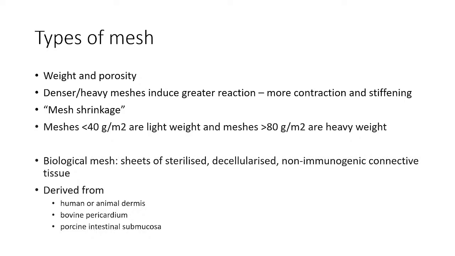The other type of mesh is biological mesh. Biological mesh is made from the dermis, human or animal, bovine pericardium and intestinal submucosa. So, these are biological meshes, but they are very costly and they can be used when these synthetic meshes cannot be used.